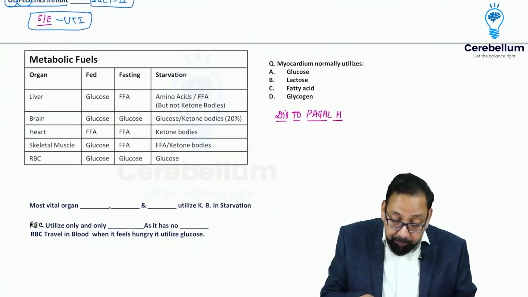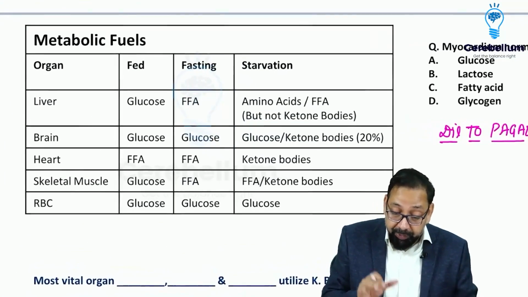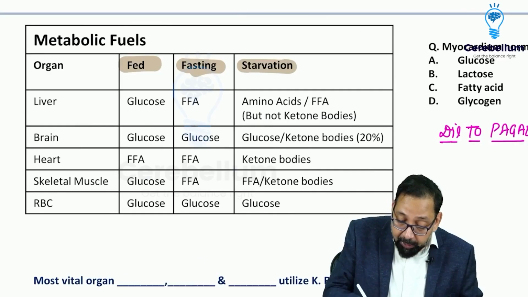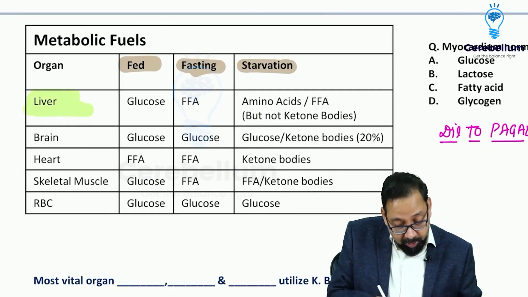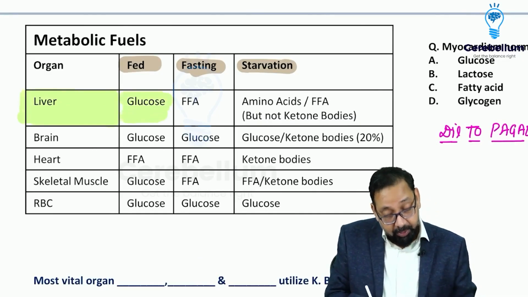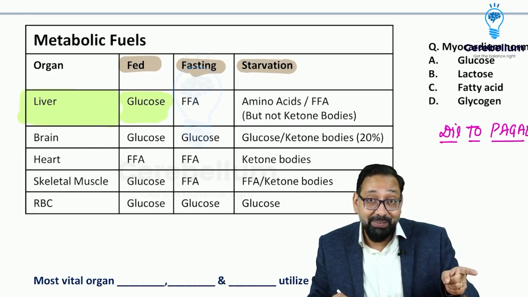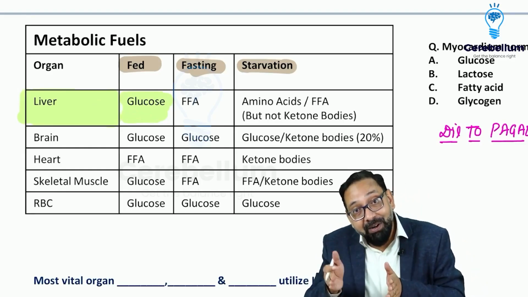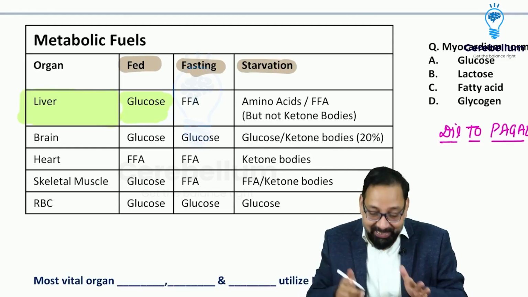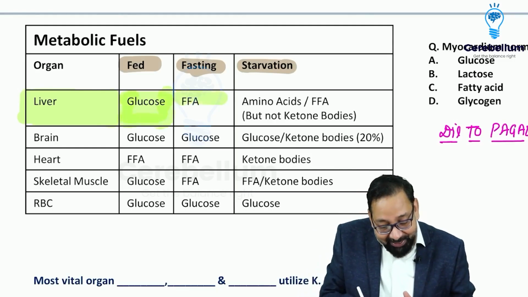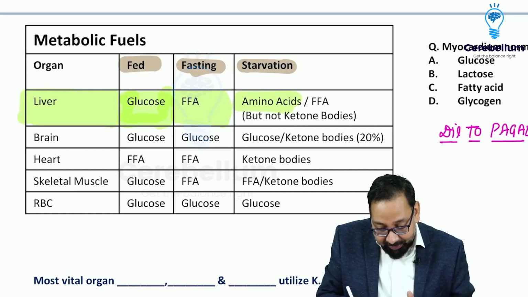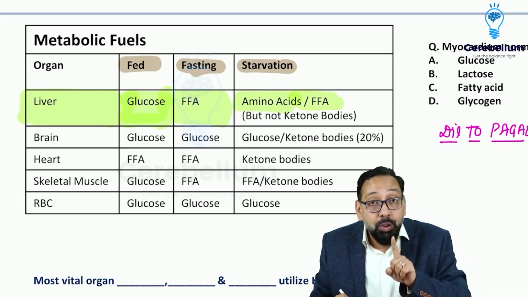Now, the preferred metabolic fuel of different organs. Questions are asked in the fed state, fasting and starvation. Liver is the main organ of metabolism, and it utilizes, as we started the discussion with carbohydrate. Yes, our first topic is carbohydrate. After that, I will start lipid and after that, protein. So in the same sequence, liver utilizes in fed state glucose, then in fasting state free fatty acid, and then amino acid or free fatty acid, but not ketone bodies.